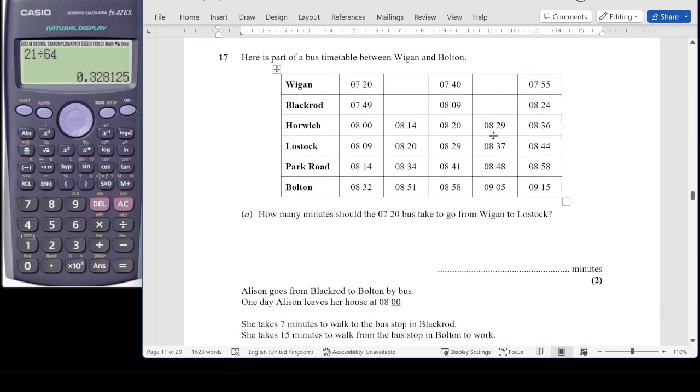Right, question 17. Here is part of a bus timetable between Wigan and Bolton. How many minutes should the 7:20 bus take to go from Wigan to Lostock? So the 7:20 Wigan, and I want it to Lostock.